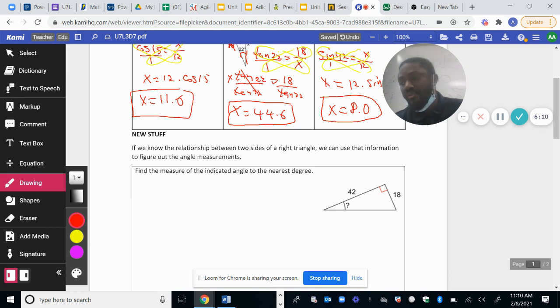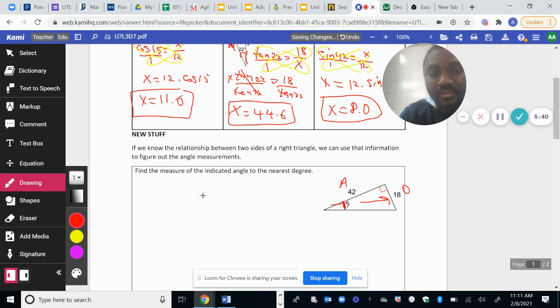So right now, if we know the relationship, we're able to find the missing side. Here now we're going to find the missing angle. If you know the relationship between two given sides of a triangle, it's easy to find the angle that's missing. So this is the situation here. This is the reference angle that we don't know. This side is the opposite side to that angle, and this side is the adjacent side.